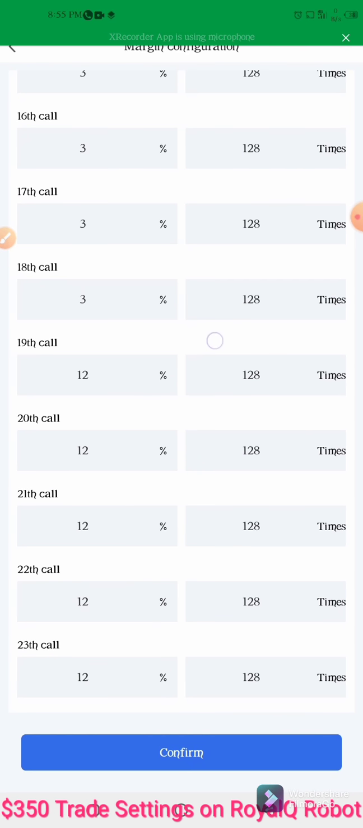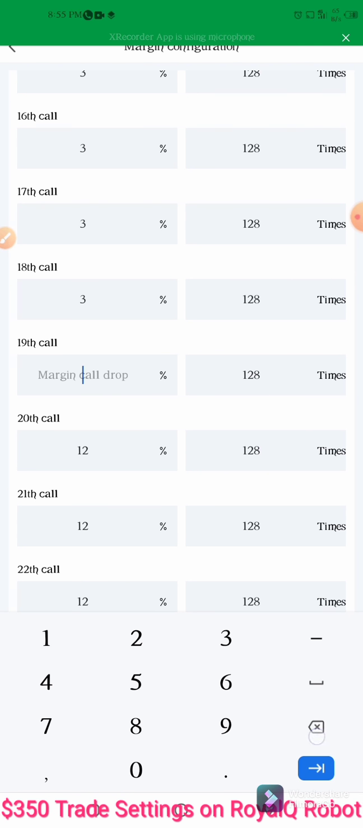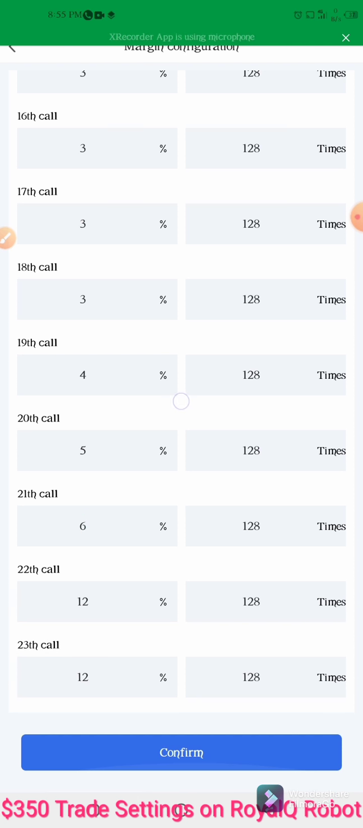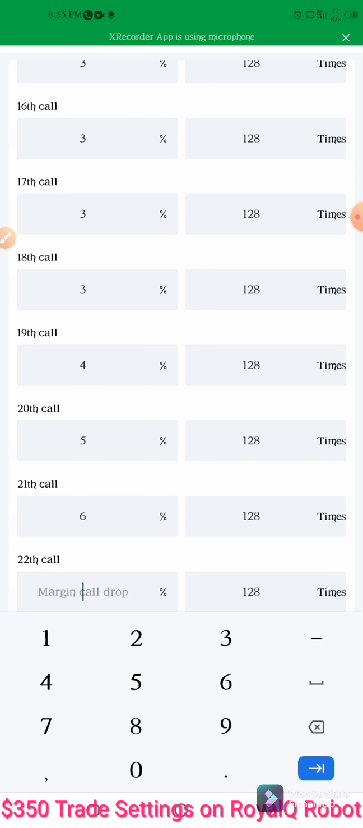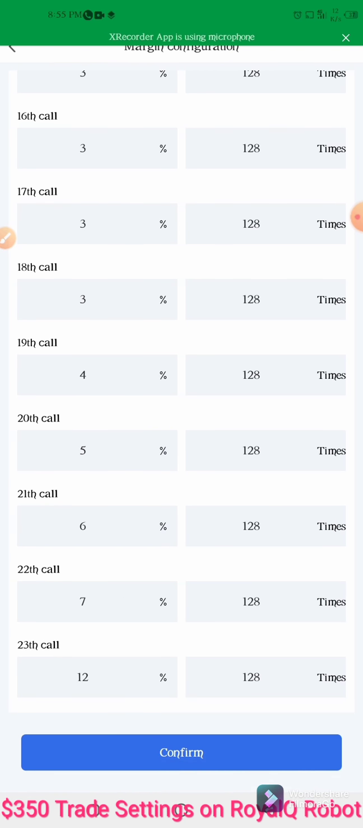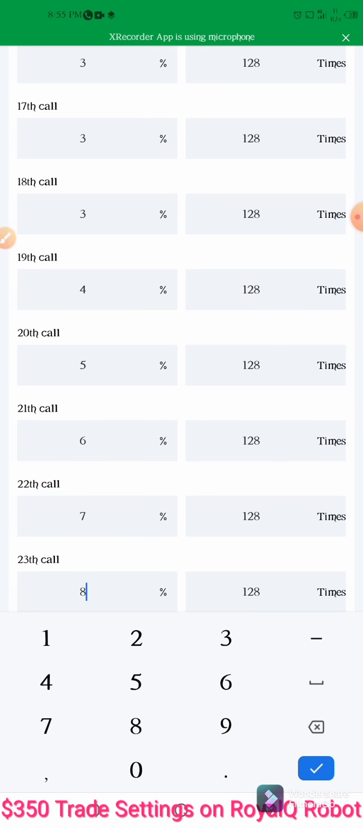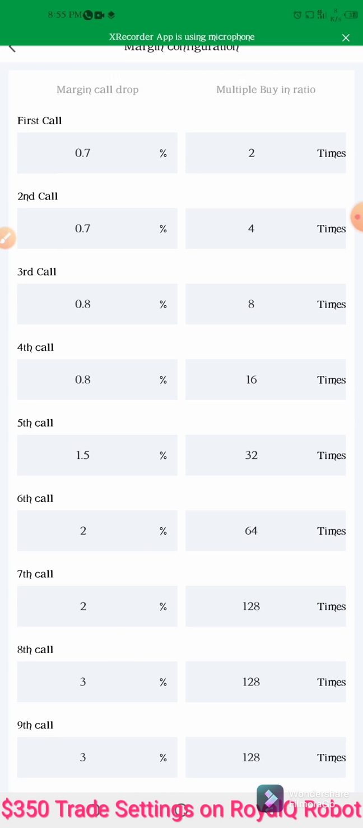And I want to get to the 19th point, that's 19th call, 4% drop, 5% drop, another 6% drop from 5%, 7%, and then once it drops again by 8% from 7%, then buy again.